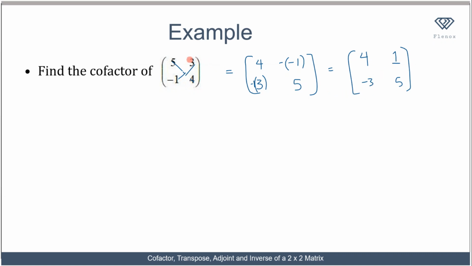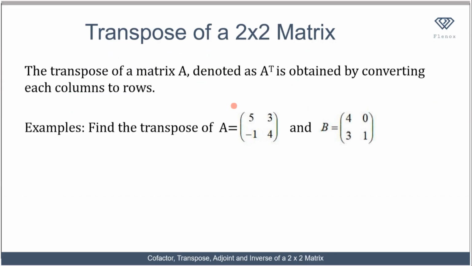To recap, for the first diagonal, you just switch the elements in the cells, while for the second diagonal, you switch the elements in the cells, but you change the sign. So here you had -1, so it becomes 1, and here you had 3, so it becomes -3. Now let's talk about the transpose of a 2 by 2 matrix.